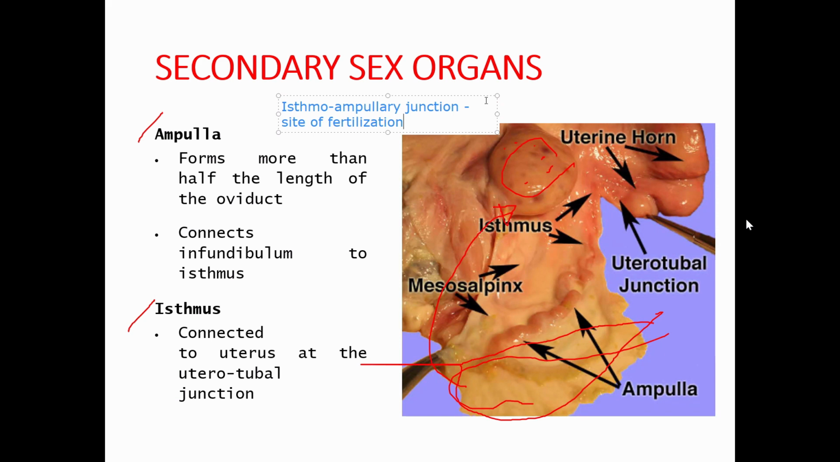So when we are trying to locate that structure, this is the isthmus. Parang hindi visible. This is the isthmus and this is the ampulla. And this is the isthmo-ampullary junction. So this is where the exact site of fertilization is. Dito nagmi-meet ang sperm cell at egg cell.